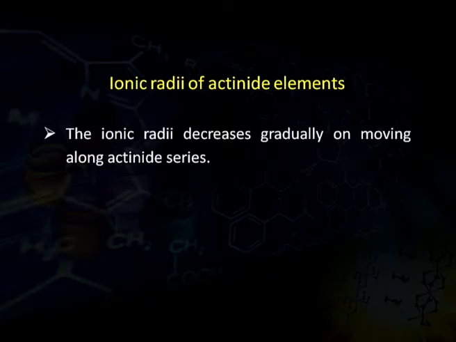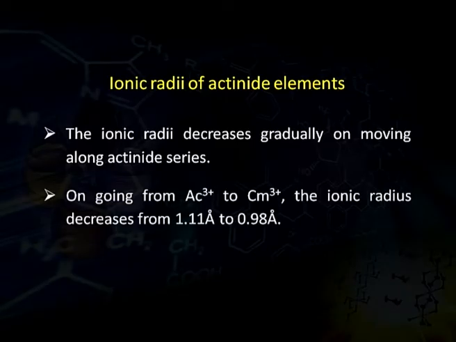Let us discuss the ionic radii of the actinide elements. The ionic radii decrease gradually on moving along the actinide series. On going from actinium 3 plus to curium 3 plus, the ionic radius decreases from 1.11 angstrom to 0.98 angstrom, meaning there is a gradual decrease from actinium to curium in the +3 oxidation state.